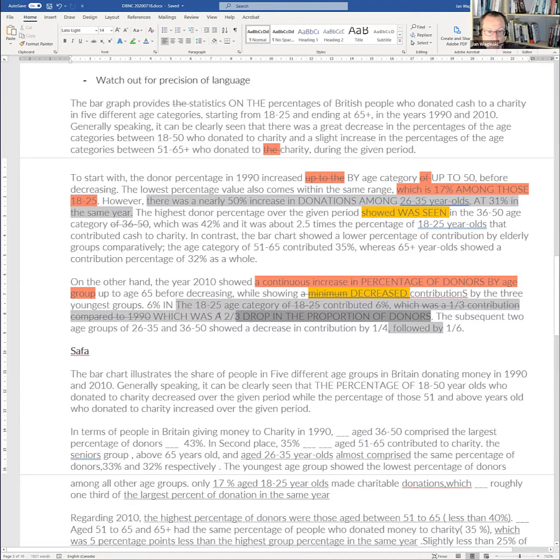Because it's understood, there's only two years, so you don't need to keep saying in the studied period, between 1990 and 2010. You don't need to keep repeating it because there's only two years in this case. And then the subsequent two age groups of 26 to 35 and 36 to 50 showed a decrease in contribution by 1/4 followed by 1/6. See, there's no logical continuous connection between these groups. They're completely separate groups, so it's not that one is followed by another one. So just say "and by 1/6." Let's just get rid of that, and I think we're okay.